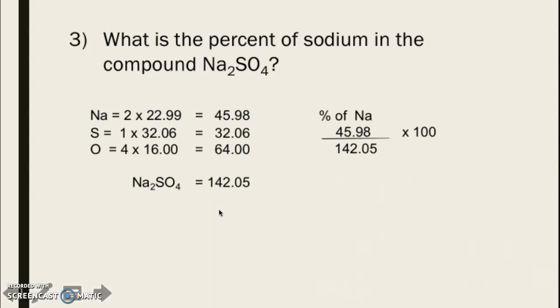All right. And so there's our percent of sodium. So we can stop the problem now. We don't have to continue any further to get sulfur and oxygen. For whatever reason, we only cared about sodium in this particular problem. Okay, I'll give you a little bit of time. Make sure you have it copied down.